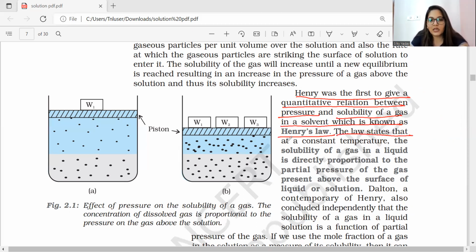So this law states that at a constant temperature. See, I have only written this. I'm not talking about the temperature. So that means we are studying this law, or we are studying this equation, at constant temperature.